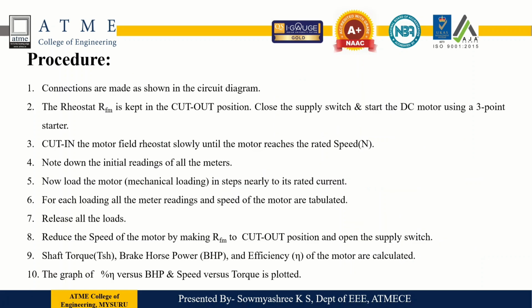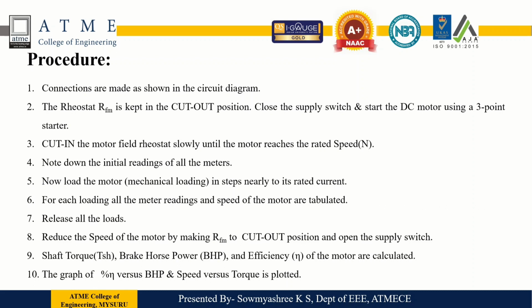This is the procedure. Connections are made as shown in the circuit diagram. Make sure that the field rheostat is kept in the cutout position. Close the supply switch and start the DC motor using a 3-point starter. Cut in the motor field rheostat slowly until the motor reaches the rated speed, that is 1500 rpm. Note down the no-load readings of all the meters. Now load the motor in steps nearly to its rated current. For each loading, all the meter readings and speed of the motor are tabulated.